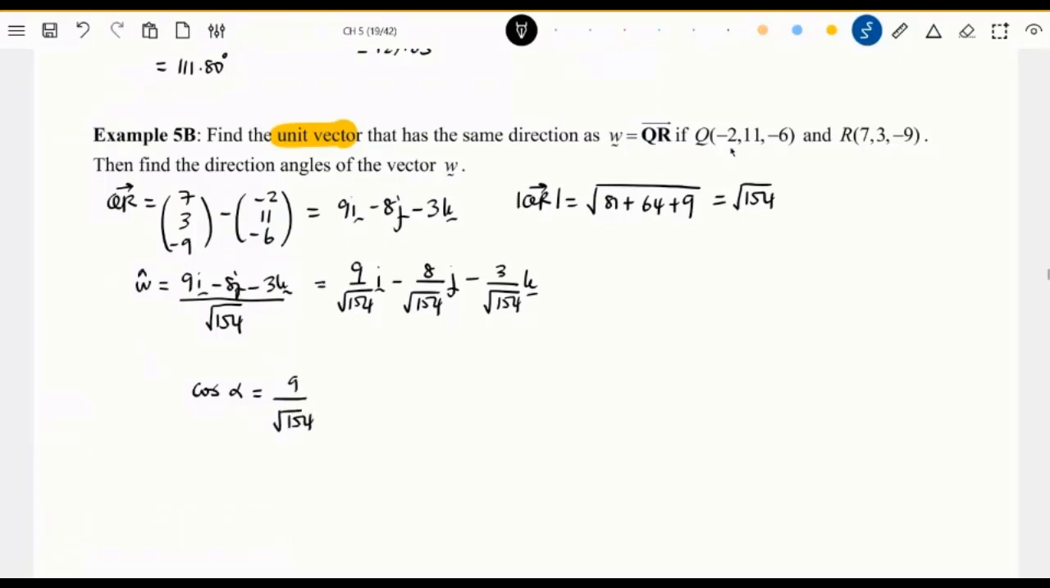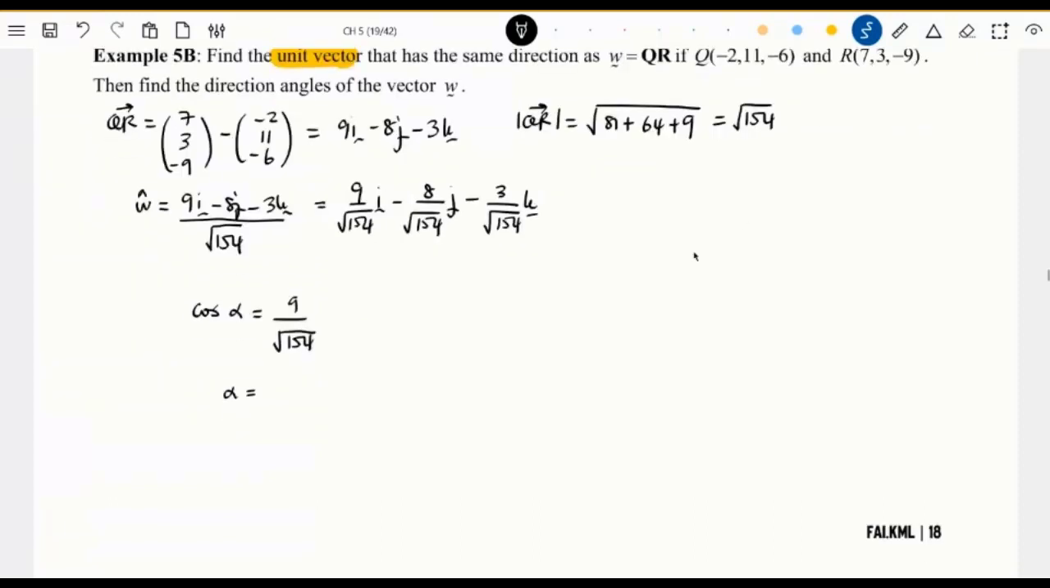So direction angle mesti datang daripada direction cosine, which is we have it cos alpha equal to 9 over square root 154. So alpha adalah inverse cos of 9 over square root 154. Okay, yang ni cari dulu nilai dia berapa? 43.51 degree.